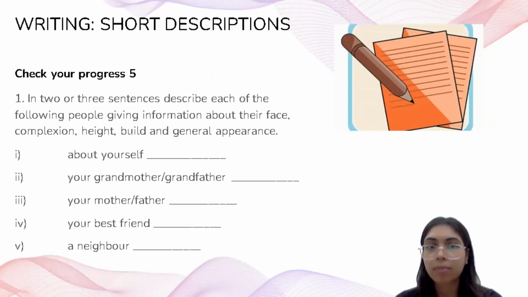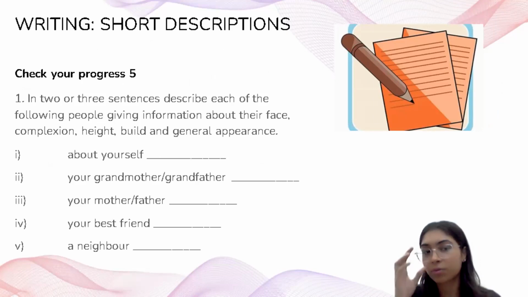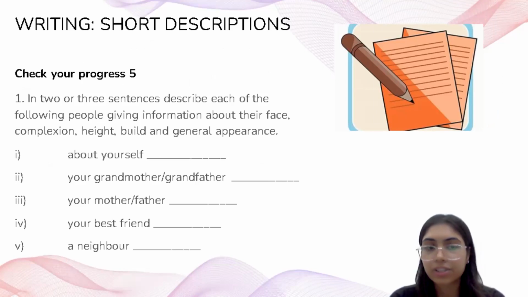And now the next topic is about writing short descriptions. So here you will get to know how to write short descriptions. Now let's check Progress 5. In two or three sentences, describe each of the following people, giving information about their face. So now you need to describe the person, giving information about their face, could be complexion. Remember, we started in previous slides, build and general appearance. So let's discuss them, but first, take your time and generate your responses. First generate your responses and then I will discuss.